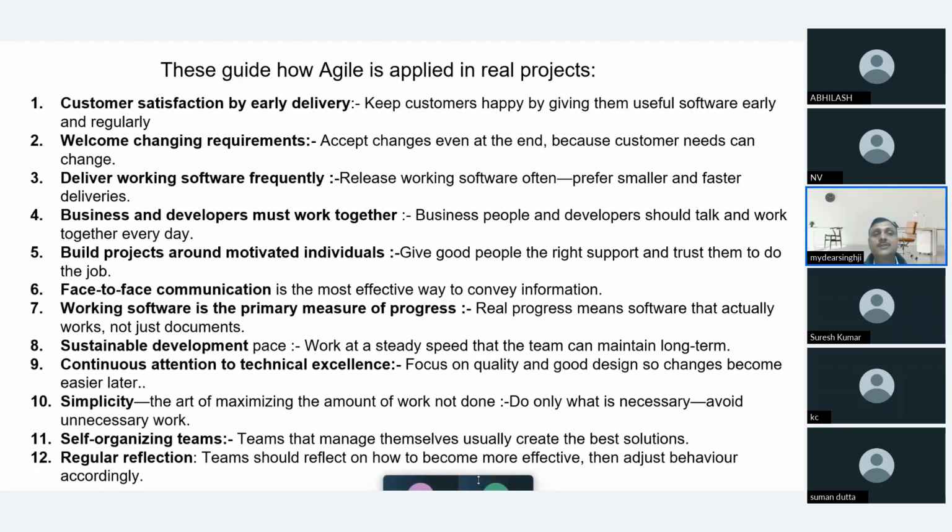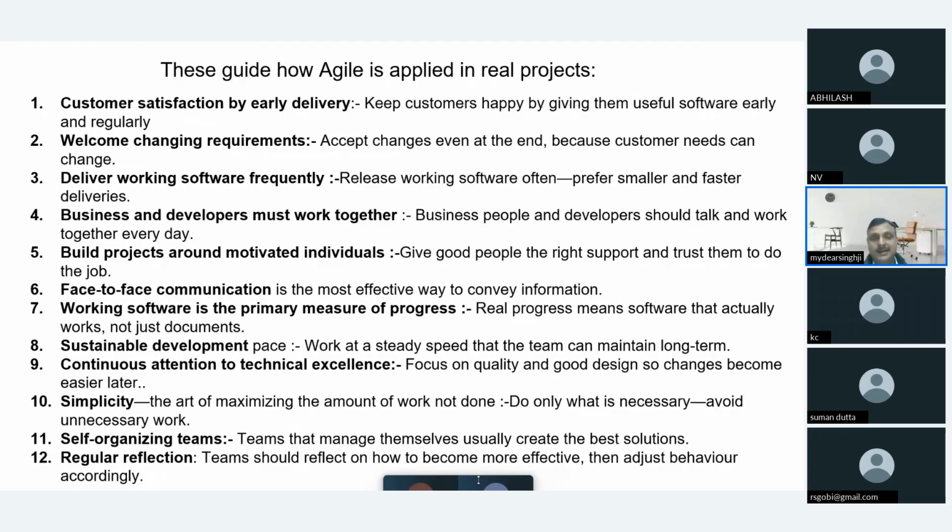The third is deliver working software frequently. Release working software often, with smaller and faster deliveries. So we develop small parts and deliver them frequently. Business and developers must work together. Business people, like the product owner, even the sales team, even the marketing team, all the business-related teams and developers should talk and work together every day. They have discussions and should not have any ambiguity between both teams. Build projects around motivated individuals.